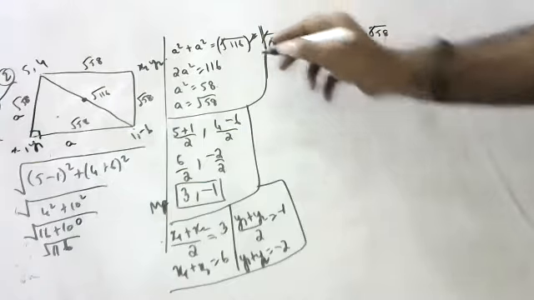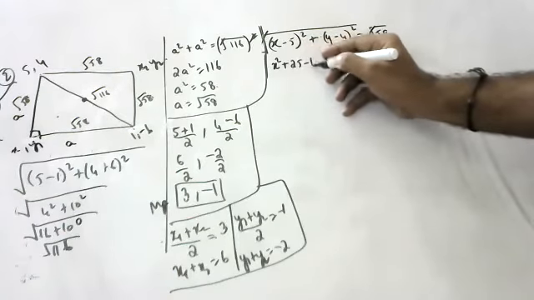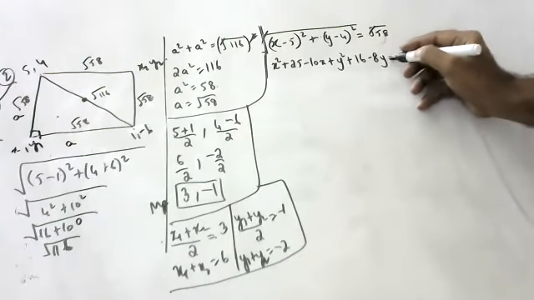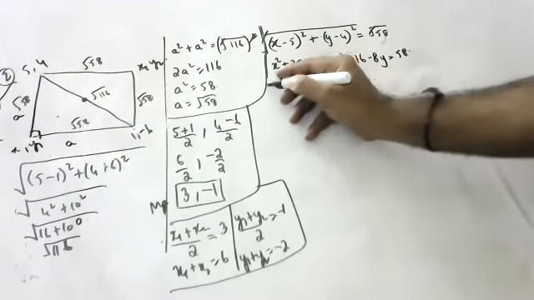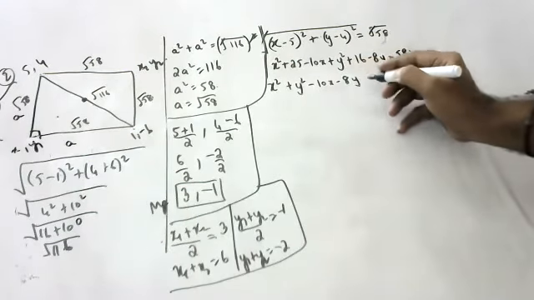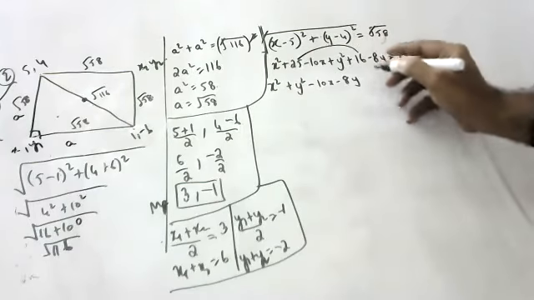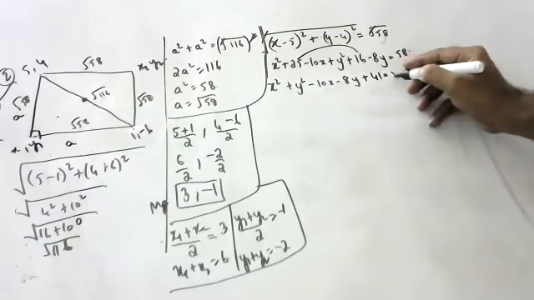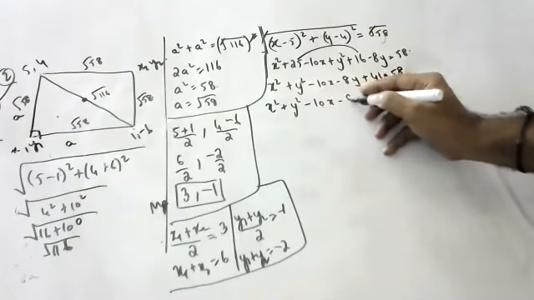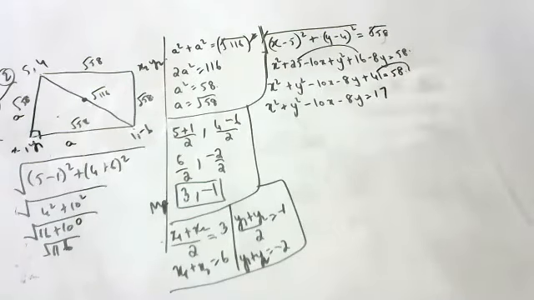Okay, root cancel, root cancel. How much is this, children? x square plus 25 minus 10x plus y square plus 16 minus 8y is equal to 58. Okay. x square plus y square minus 10x minus 8y, 25 plus 16 is 41, is equal to 58. Okay, so x square plus y square minus 10x minus 8y is equal to, this will come here, children, how much is it? 17.